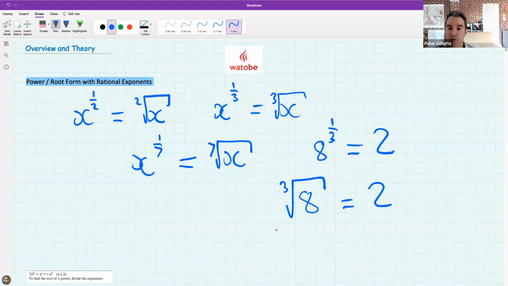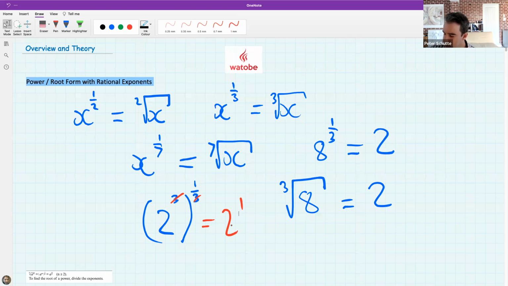Now, another way to see this is to realize that 8 is actually the same as 2 to the power of 3. And so you can also see this answer by seeing that these can cancel, and so you get 2 to the 1. So all this is showing you is that powers and roots can be blended together, and it's important that you understand how to do that conversion.